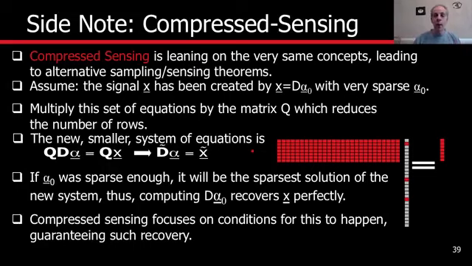And basically what compressed sensing is trying to do is trying to extend Nyquist, which is the classical sampling or sensing theory for band-limited signals. Compressed sensing says, what should be the sampling or sensing theory for sparse signals? And that's the relationship between compressed sensing and sparse modeling.